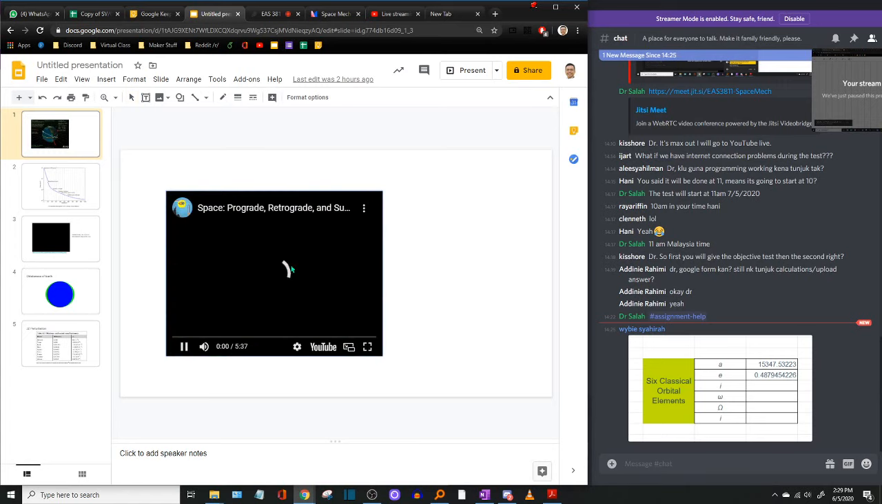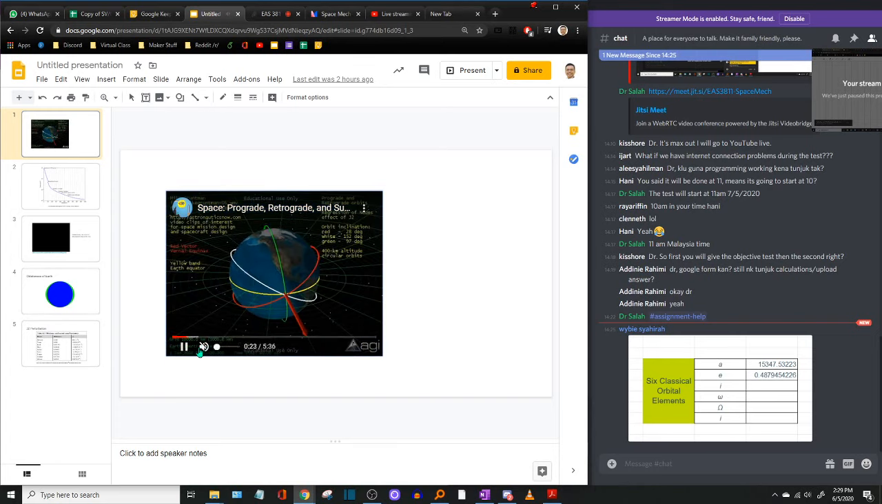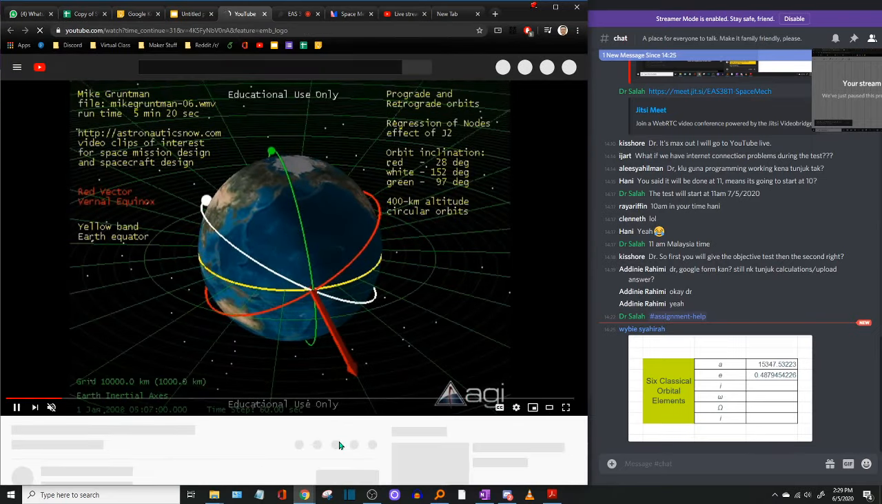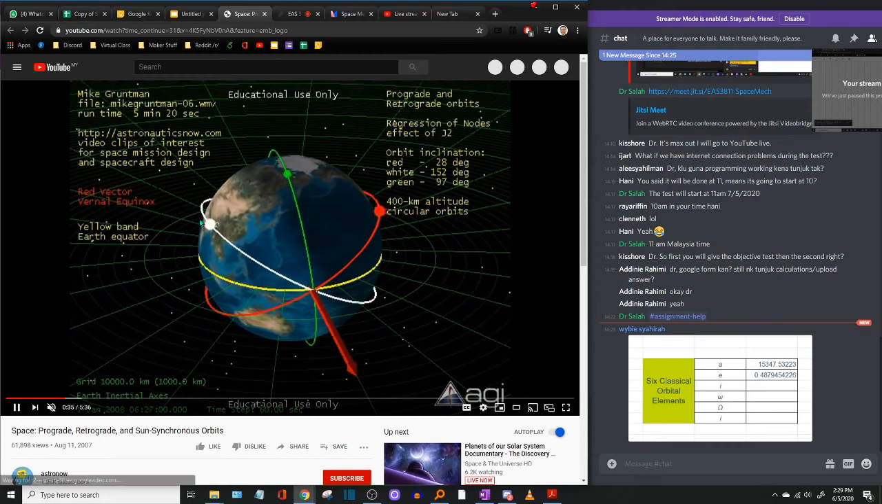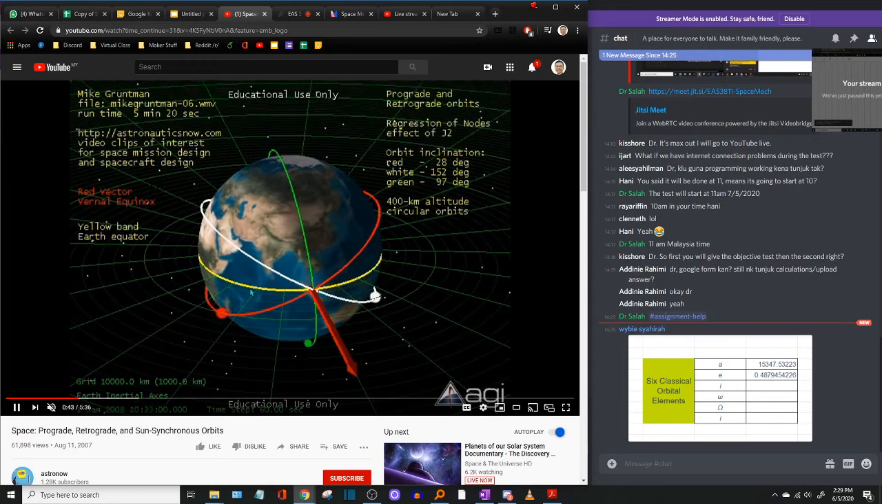Now let me just go straight to this one here. Let me go to YouTube, I think it's clearer to see here. Now you can see three orbits: the red orbit, the white orbit, and the green orbit. And the yellow one is just the equatorial line.